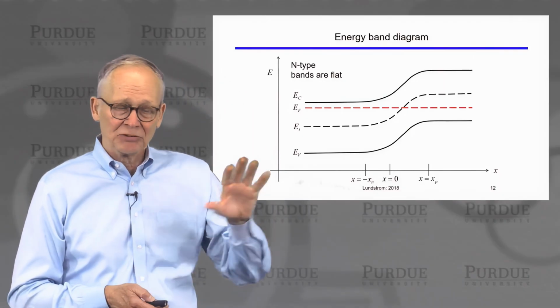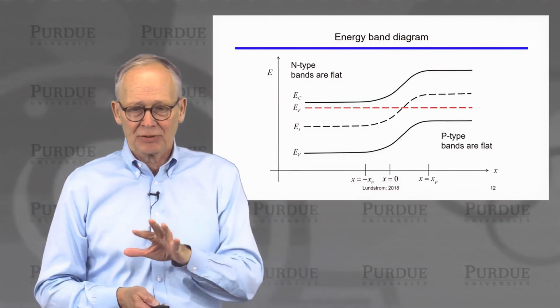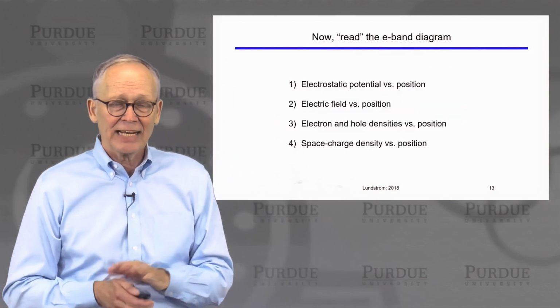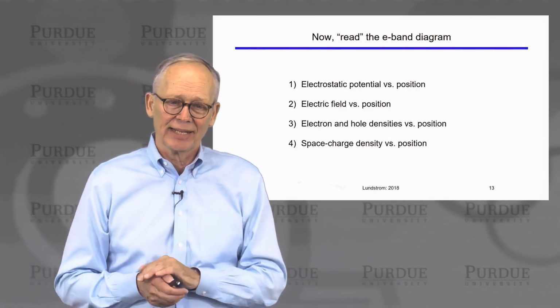All right. So bands are flat way out to the left, bands are flat way out to the right, and there's a transition region in the middle. Okay, now we want to read this energy band diagram.